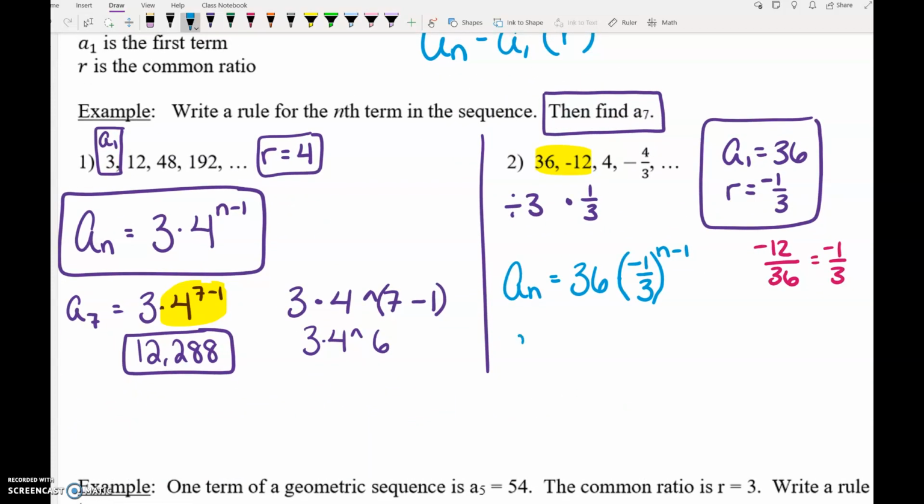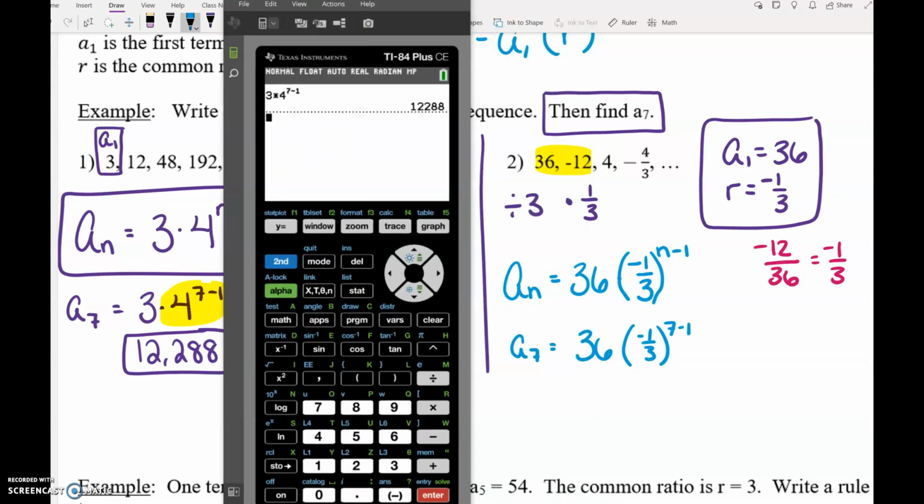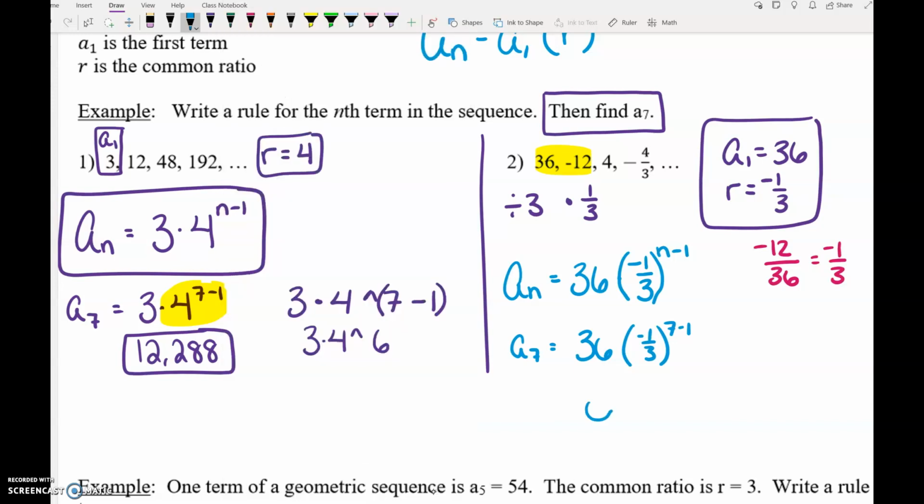Then find a sub 7. So the 7th term. In my calculator, I am going to just do that 6, like 7 minus 1 is 6. So 36 parentheses negative 1/3. I just do negative 1 divided by 3 inside the parentheses, raised to the 6th. The correct answer is 0.0494. It should tell you on your assignment how it wants you to round if rounding is necessary.